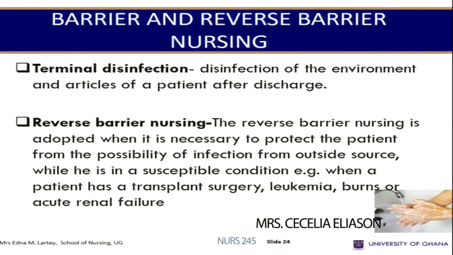And reverse barrier nursing is adopted when it is necessary to protect the patient from the possibility of infection from an outside source while he is in a susceptible condition. For example, when a patient has a transplant surgery, leukemia, burns, or acute renal failure.